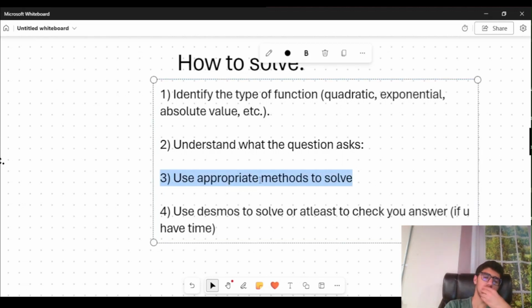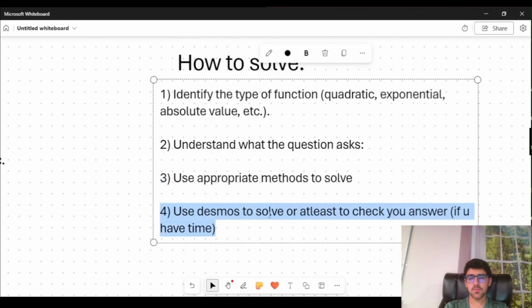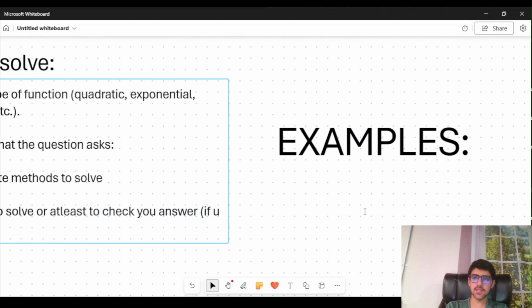It's really difficult to give you a concrete method because the questions will vary. And use Desmos. I think almost every single question in today's examples can be solved using Desmos or assisted with Desmos. And if you want to solve it by hand, it's also useful to learn how to use Desmos to check your answer, of course, if you have time. So let's move on to examples.